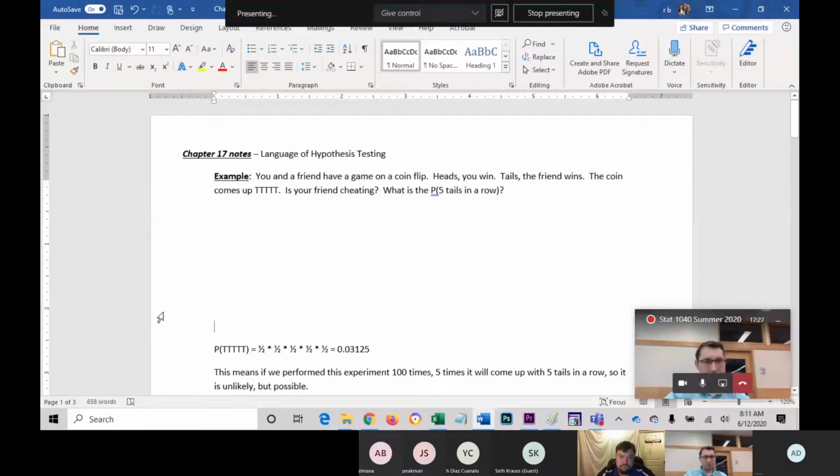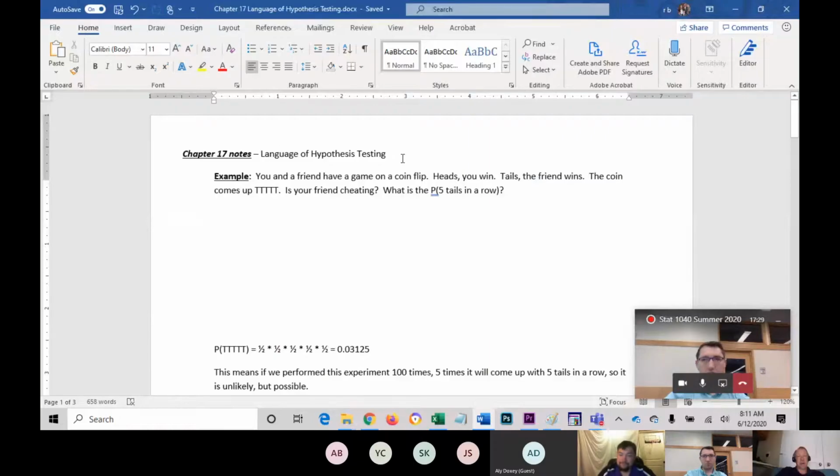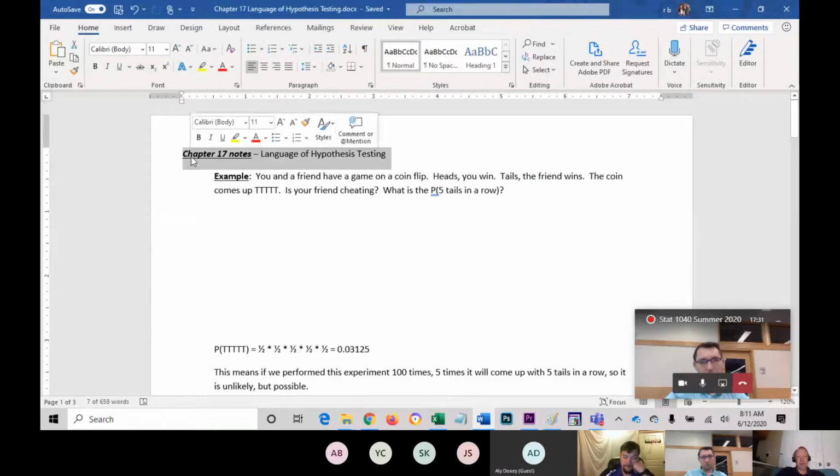Let's start sharing. Okay. So chapter 17, we're going to talk about the language of hypothesis testing. Confidence intervals and hypothesis tests are kind of two different ways to do the same thing. So we're going to start with this.